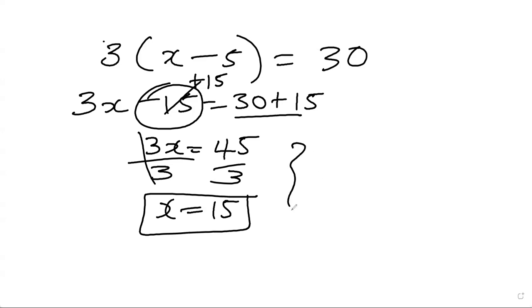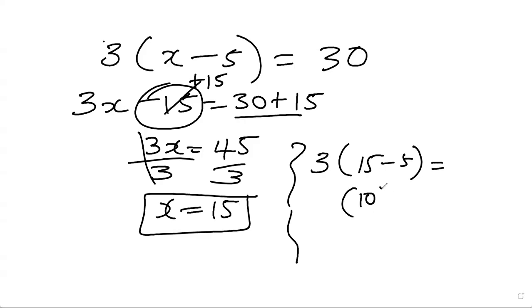Makes sense, right? Because 3 bracket 15 minus 5, let's see what that equals. 15 minus 5 gives you 10. 3 times 10 gives you the 30. 30 equals 30. So both sides are equal.